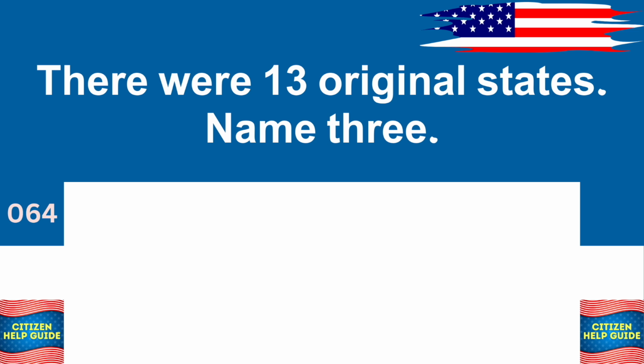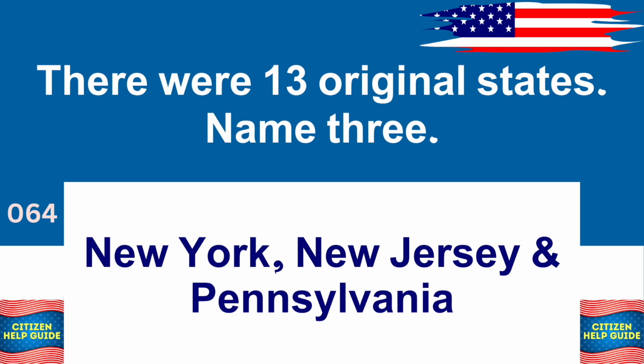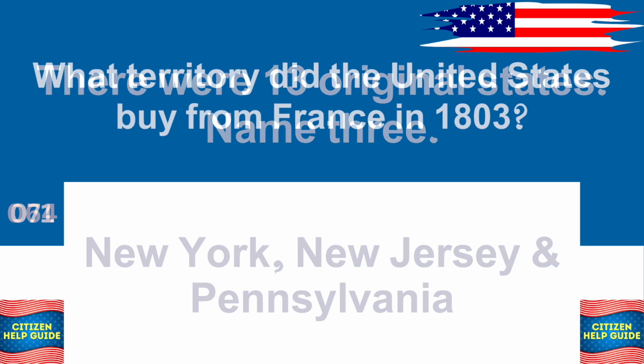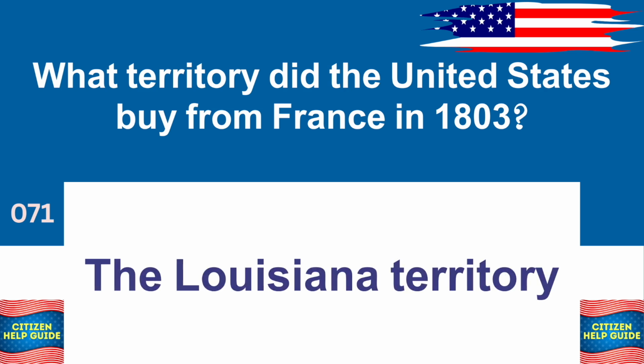There were 13 original states. Name 3. New York, New Jersey, and Pennsylvania. What territory did the United States buy from France in 1803? The Louisiana Territory.